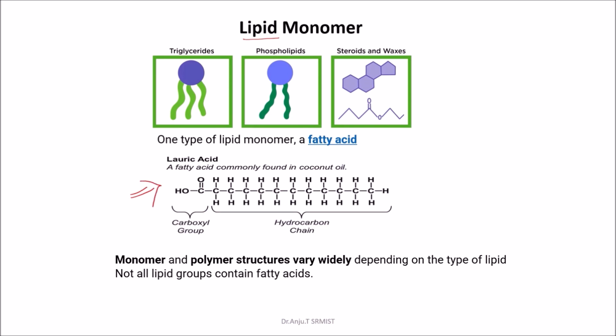So what are fatty acids? They are long chains of carbon, and at one end they have a carboxyl group. So a fatty acid has this structure, and the number of carbon atoms in the carbon chain usually ranges from 2 to 24. This monomeric unit, that is fatty acids, and the polymer structure will vary depending on the type of lipids.